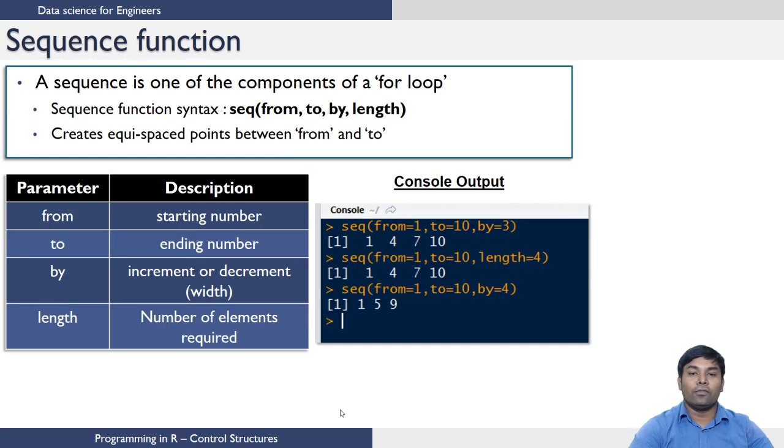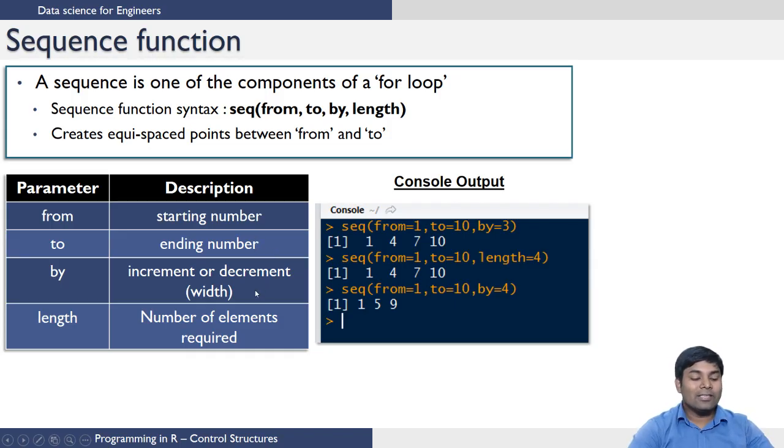Next, we move on to the for construct. To understand the for function, we need to understand what a sequence function is first. Sequence is one of the components of the for loop. That is the reason why we are looking at the sequence function now. The sequence function syntax is as follows. The sequence function contains the starting number from which the sequence has to begin to the ending number with which the sequence has to end.